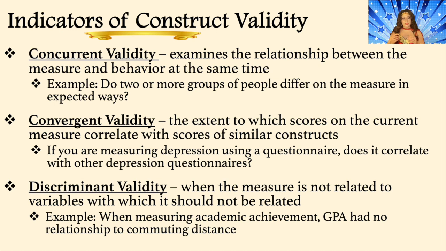So the discriminant validity here suggests that there are certain factors that should not correlate with other factors of your particular measure. When we think about academic achievement, we think about grades, we think about extracurricular activities. We typically don't think about how long it takes or how far it takes students to commute to their educational institution. So the fact that that would not correlate with their GPA is a good sign, and so that would be an example of discriminant validity.